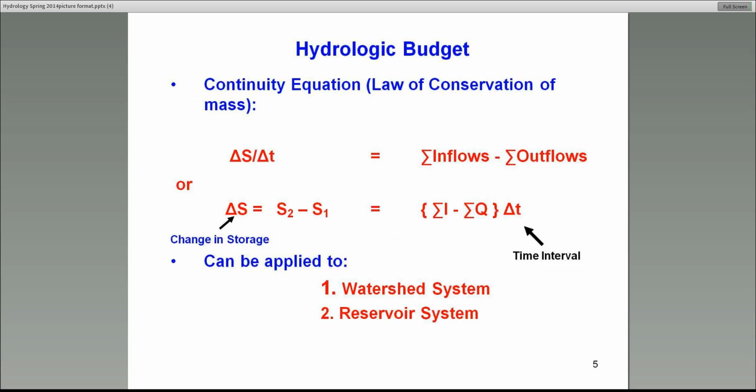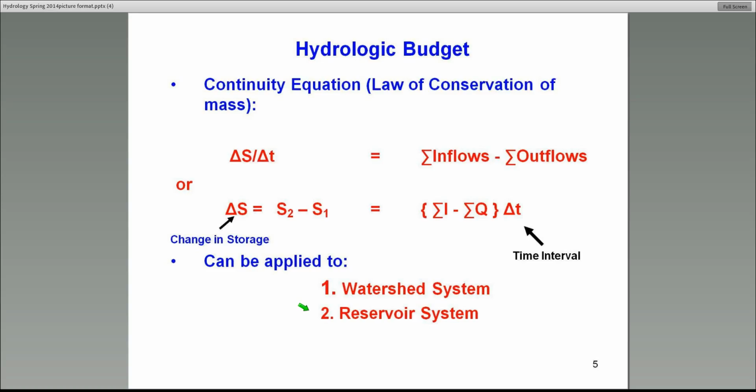Essentially all it is a continuity equation, or law of conservation of mass, as applied to two systems we'll discuss here in our presentation. The first one I'll talk about is a hydrologic system, a watershed system or a catchment, and second I'll discuss the reservoir system. And I'll give you two examples here of how to solve problems in either one of these.